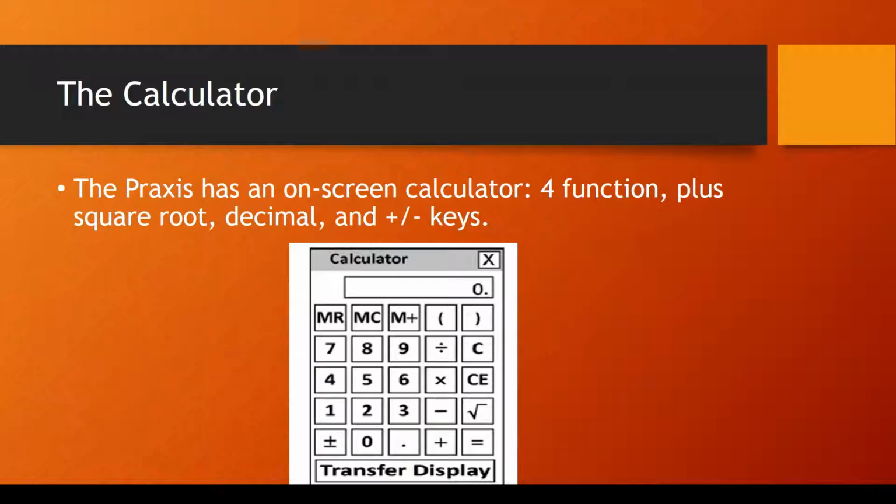You cannot bring your own calculator to the test. An on-screen calculator, though, is provided, which includes 4 functions, a square root key, decimals, and plus-minus keys. There is a transfer display button which allows you to answer a question and have it be inputted to the answer box in the question.